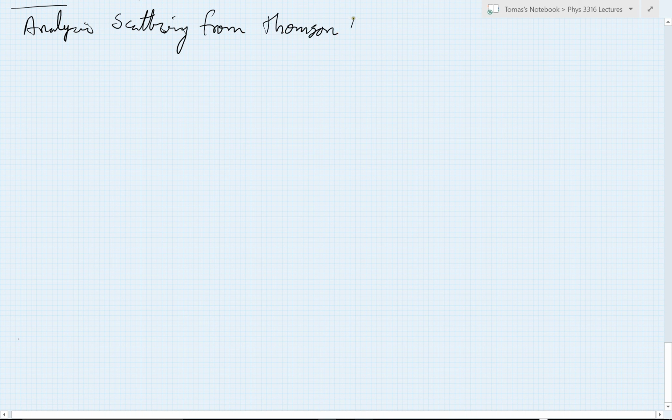So let's now analyze the scattering from a Thomson atom. Now, if I think again about my target, as we had just been saying, we can analyze one atom at a time. That really simplifies our analysis.